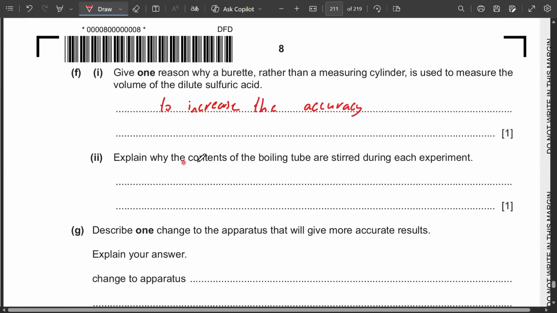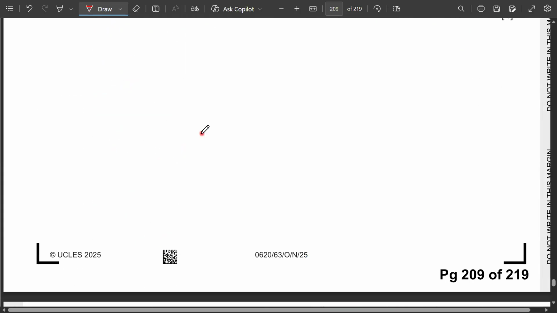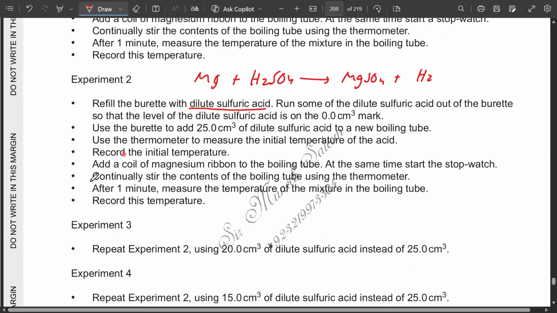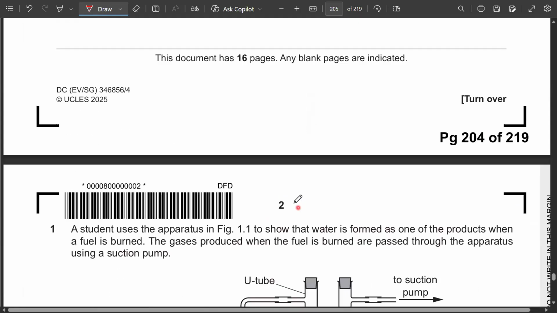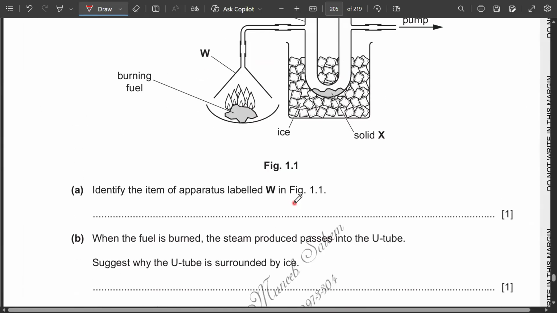Then second part, explain why the contents of the boiling tube are stirred during each experiment. So when the sulfuric acid was being added into the boiling tube, and the boiling tube had the 5 centimeter length of magnesium or maybe 2 centimeter, it was supposed to be stirred during that addition. It said continually stir the contents of the boiling tube using the thermometer. The thermometer is placed inside the boiling tube, and this is the picture. In the first case, okay, boiling tube.